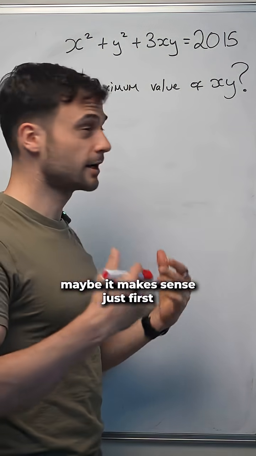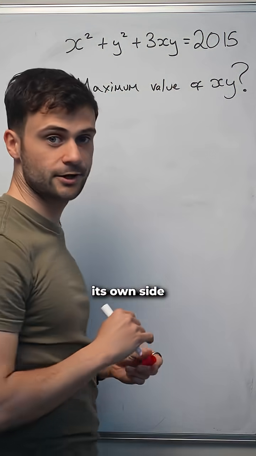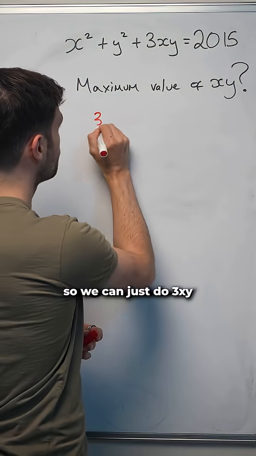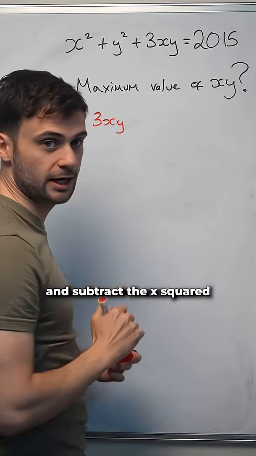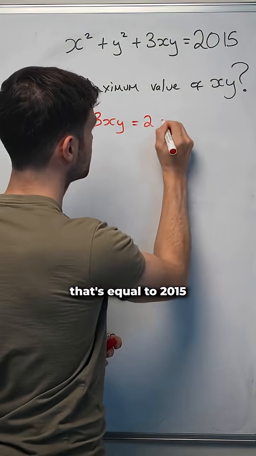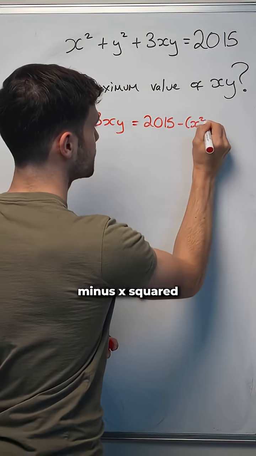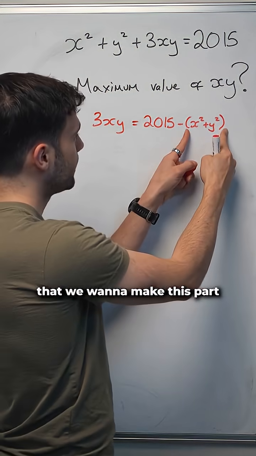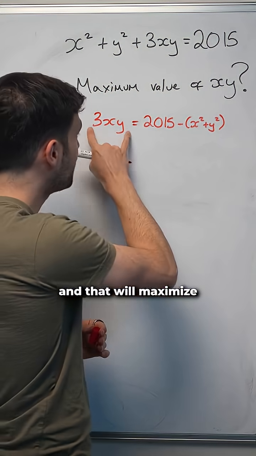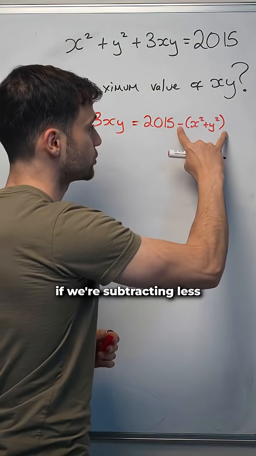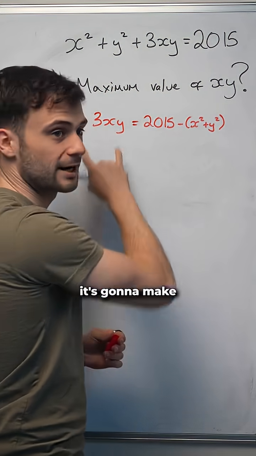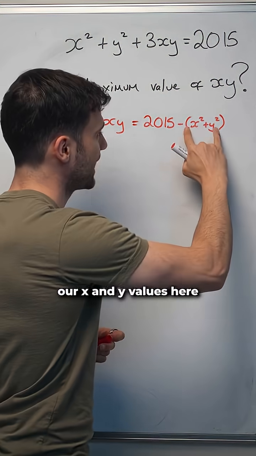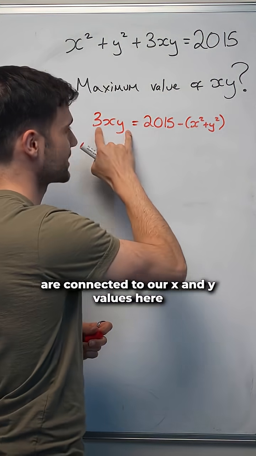Maybe it makes sense just first to put xy on its own side so that we can potentially try and find that maximum value. So we can just do 3xy and subtract the x squared and the y squared over to the other side. It's equal to 2015 minus (x squared plus y squared). Great. So we know that we want to make this part as small as possible, and that will maximize the left-hand side. If we're subtracting less from the right-hand side, it's going to make this side as large as possible. But it's actually not quite that simple because, of course, our x and y values here are connected to our x and y values here.